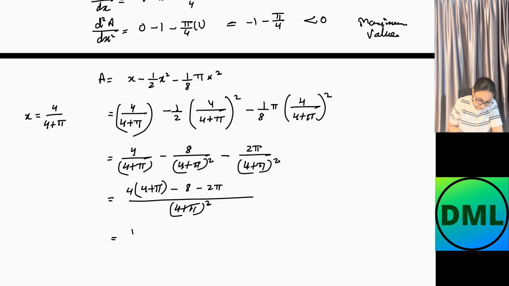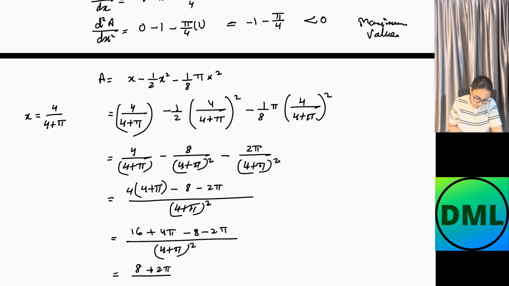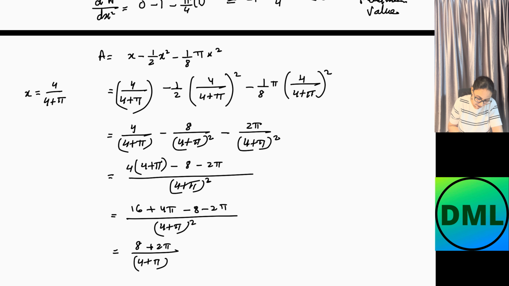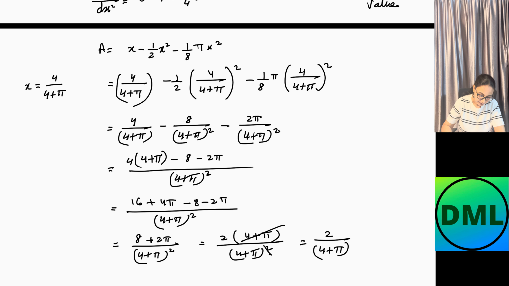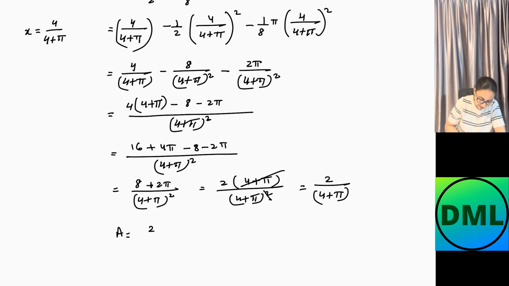Let's open the bracket here. 4 4s are 16 plus 4 pi minus 8 minus 2 pi divided by 4 plus pi the whole squared, which will be equal to 16 minus 8 is 8. 4 pi minus 2 pi is plus 2 pi over 4 plus pi the whole squared. If I take out 2 as a common factor here, this will be 4 plus pi over 4 plus pi the whole squared. One factor of 4 plus pi got cancelled from here and this will be equal to 2 over 4 plus pi. The stationary value for A is given as 2 over 4 plus pi meter squared and it is the maximum value.